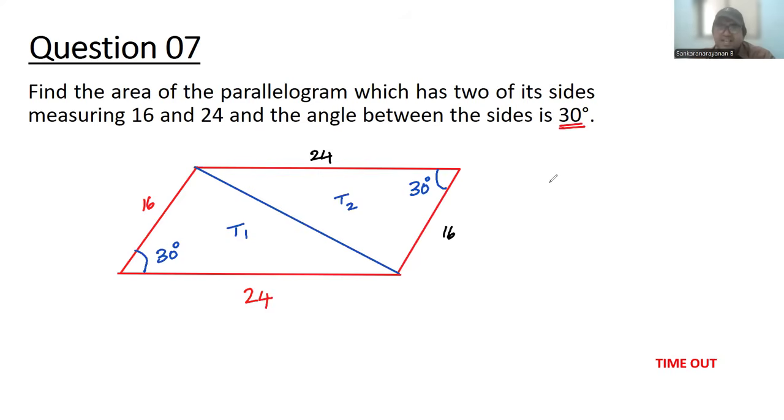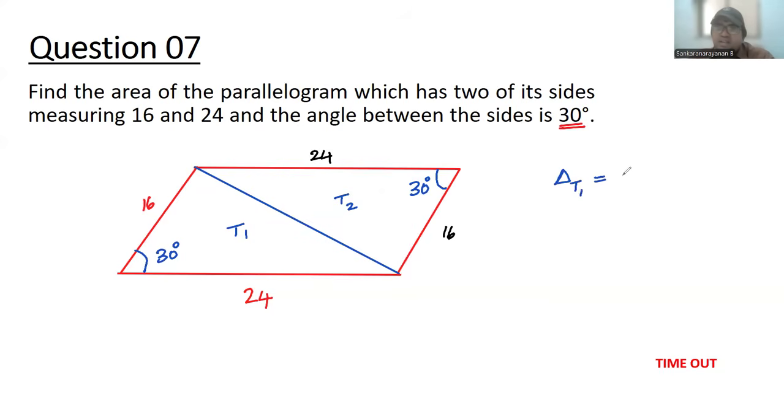So let us find what is the area of this triangle T1. When two sides and an included angle are given, remember the area is calculated as half AB sine theta. For a triangle, please note, if the two sides A and B are given and the included angle theta is given, the area can be calculated using the formula half AB sine theta. So using that result here, I can find the area of triangle T1.